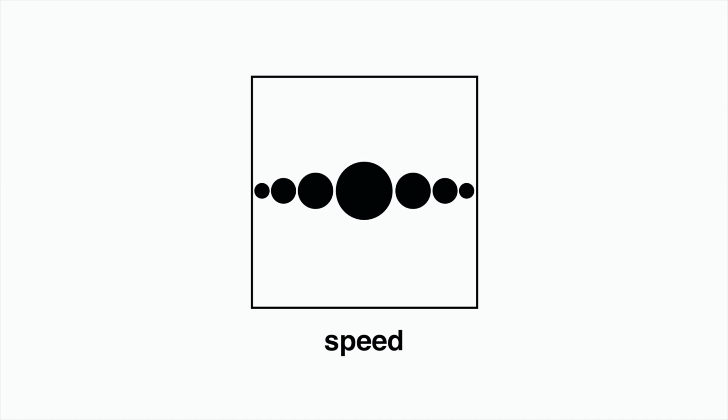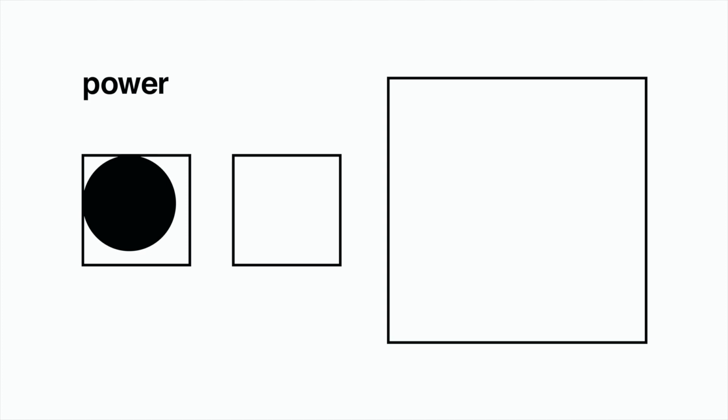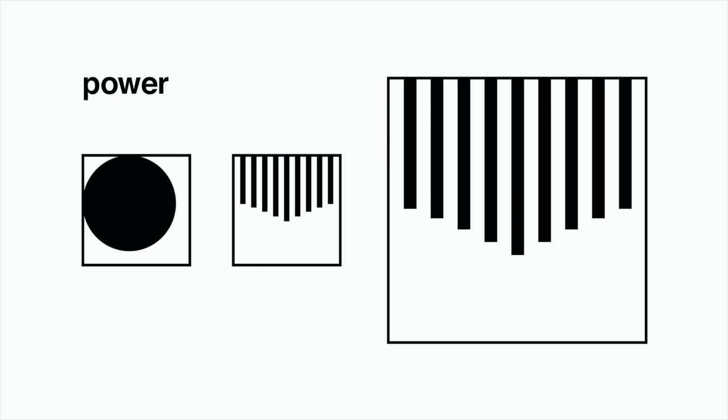Let's walk through an example of this exercise using the word power. Take a piece of paper and draw two small squares and one large square. Create two composition possibilities for the word power in the small squares. Then copy and enlarge the best solution into the large square.